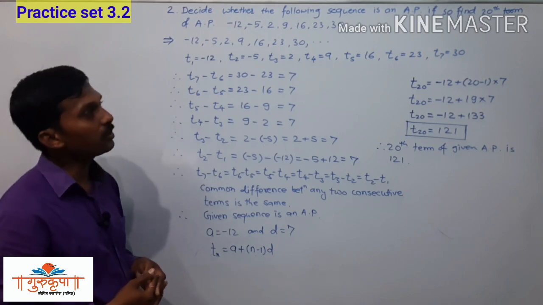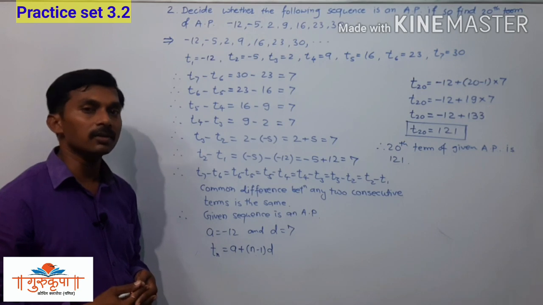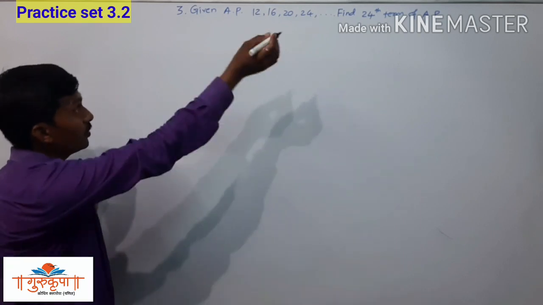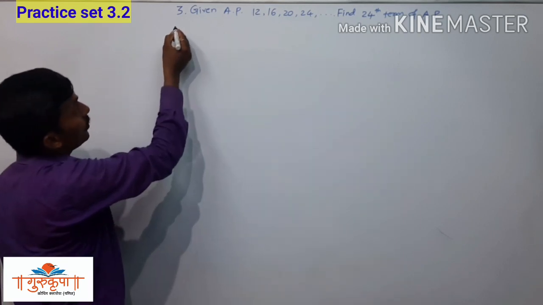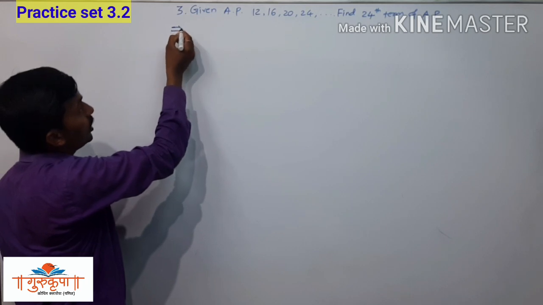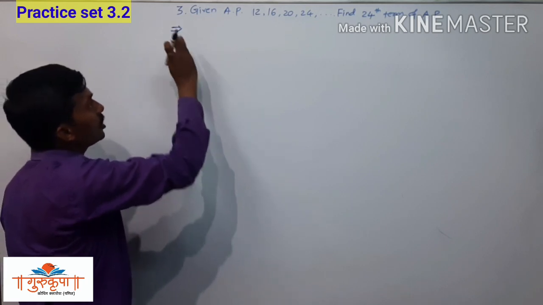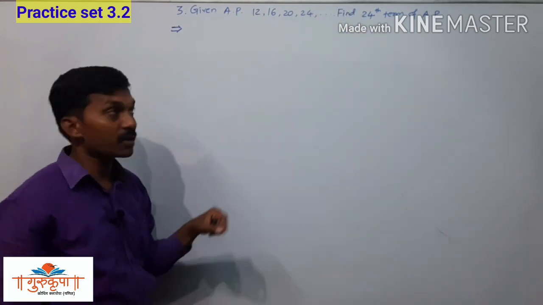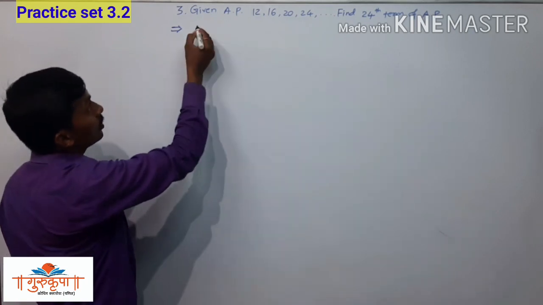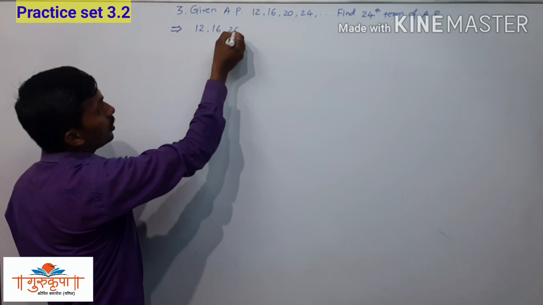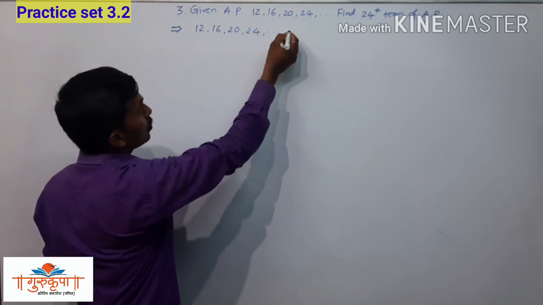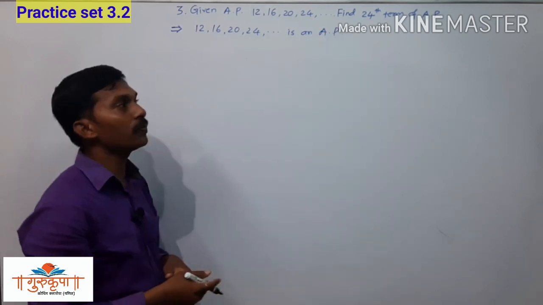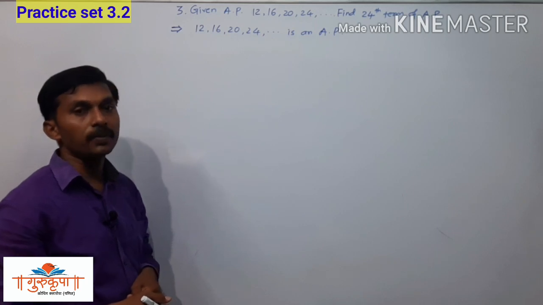Now we will take the next example, that is example number 3 from practice set 3.2. The question is: given AP 12, 16, 20, 24 and so on, find the 24th term of the given AP. We are given that 12, 16, 20, 24 and so on is an AP, and we have to find T24, the 24th term of the given AP.